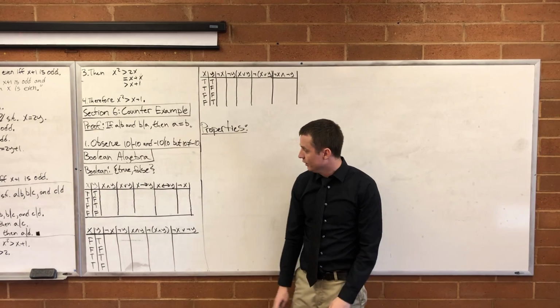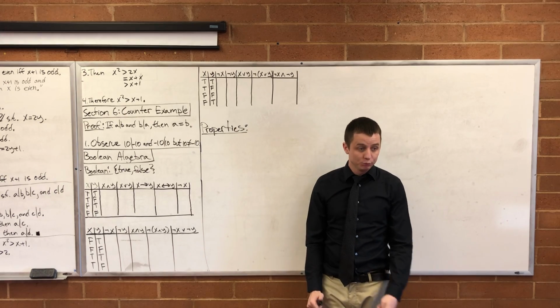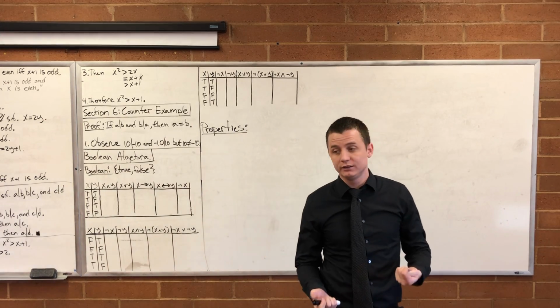So let's crank through it. A Boolean is a value that's either true or false. And we have operators we can apply on Booleans, just like we have operators that we can apply to numbers.